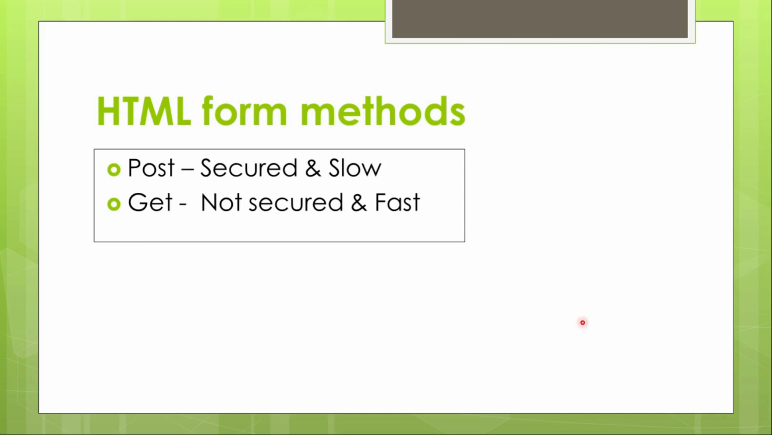In case you use the post method, the post method is secured, but it is very slow because the post method uses an encryption algorithm. It encrypts the user data so that it is highly secured. And it is very slow because we need to apply an encryption algorithm. Who applies that? The post operation applies that.